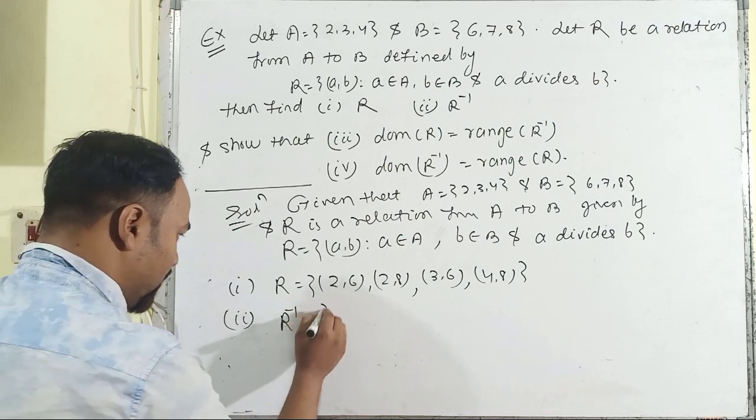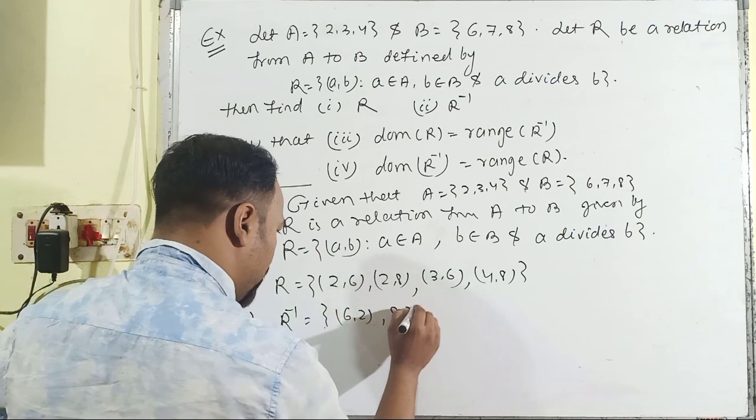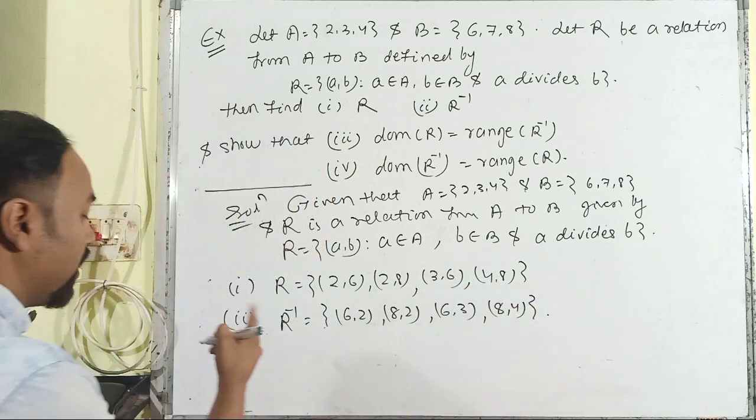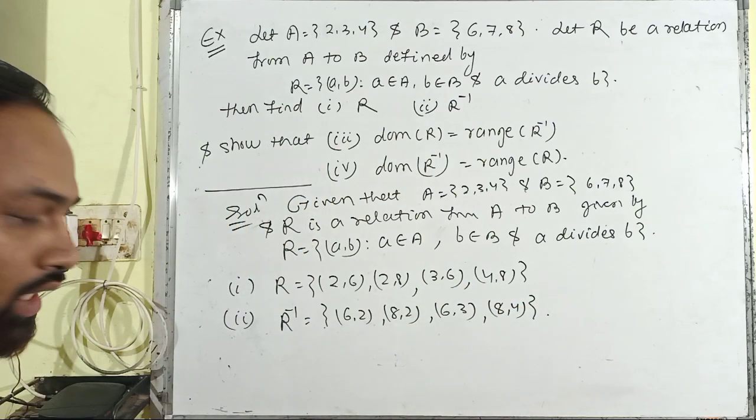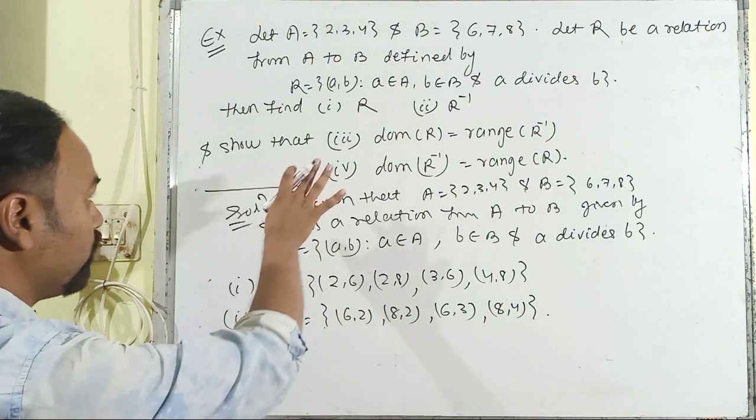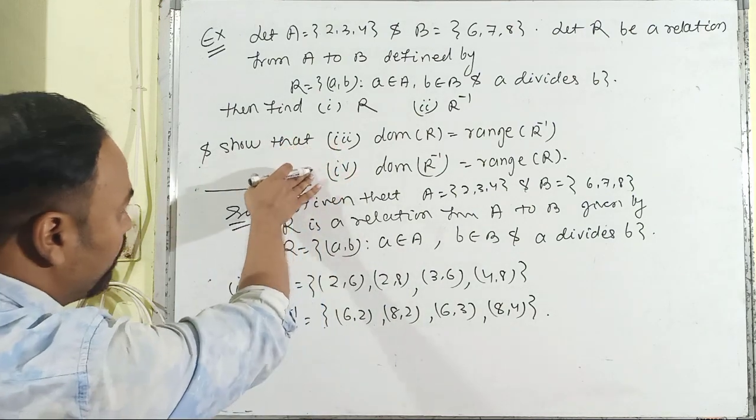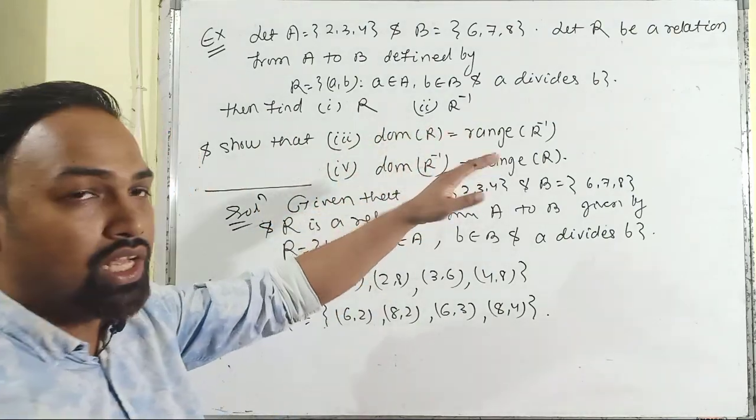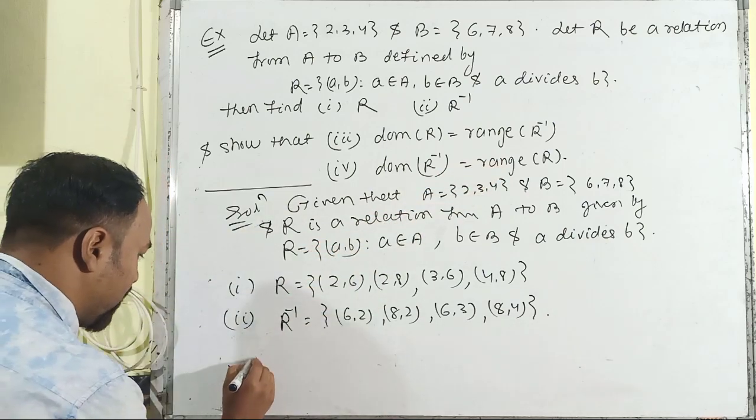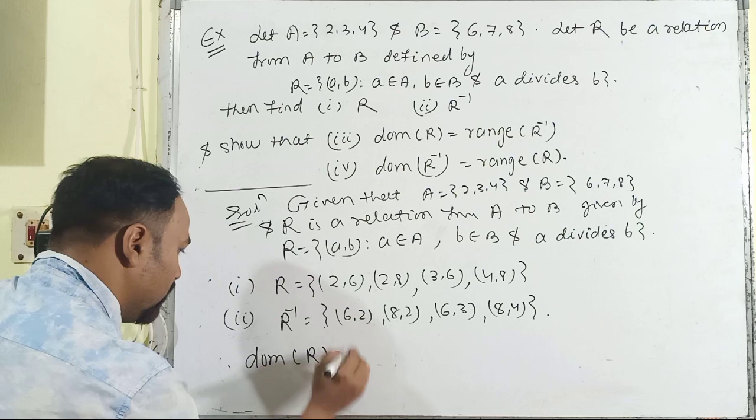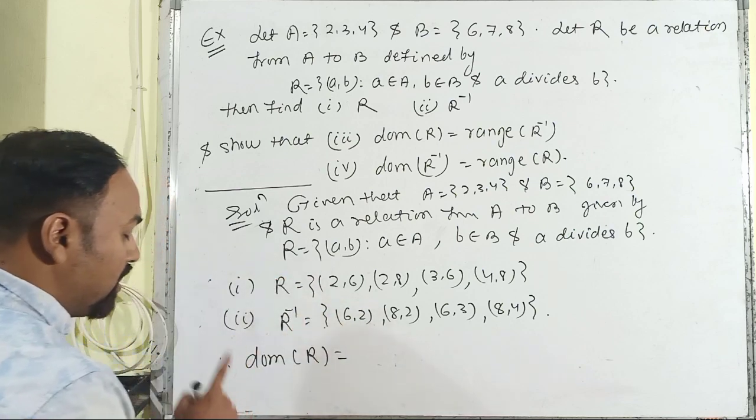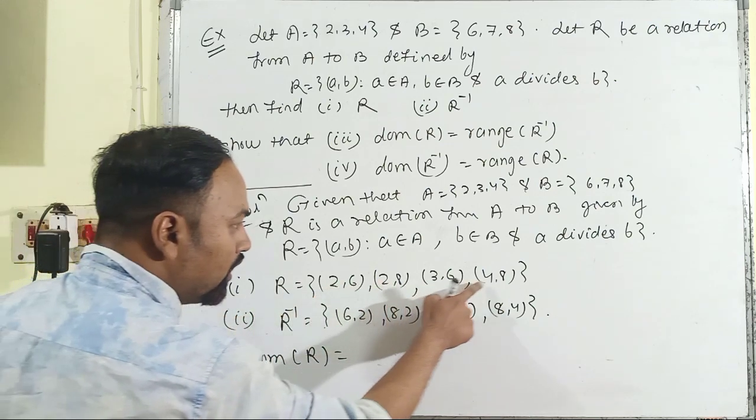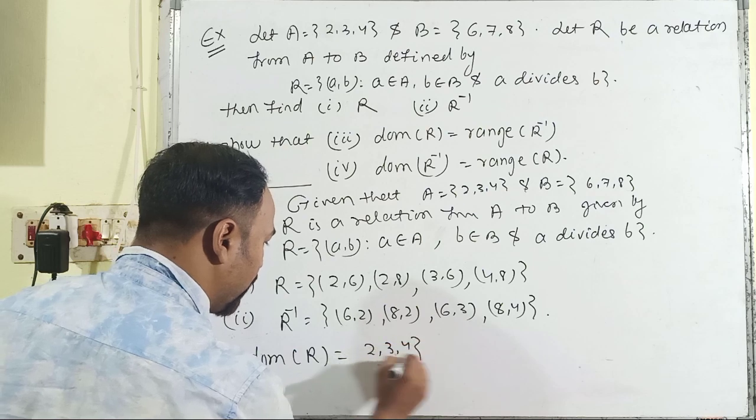So R inverse is defined as (6, 2), (8, 2), (6, 3), (8, 4). So here it is the second bit. That means the solution of the second bit is here. Then, before going to the third bit and fourth bit, first of all we have to find out all of the cases: domain R, range R, domain R inverse, range R inverse. So first of all let us find out domain R. That means we have to find out all of the first components from the relation R: 2, 2, 3, 4. That means {2, 3, 4}.